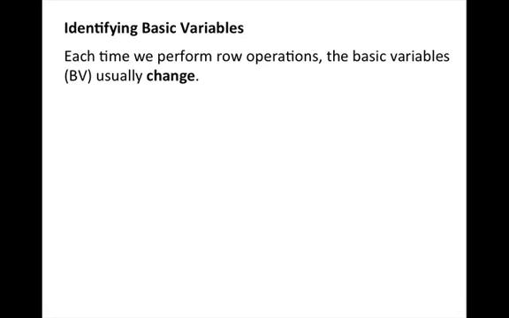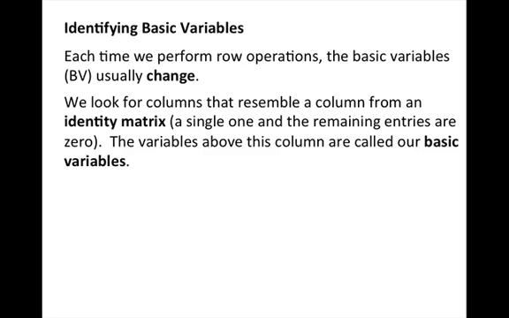Now I've mentioned how to find the basic variables. Let's just fill that in on the notes. Each time we perform row operations, the basic variables, which I'll always label with a BV, usually change. The way you identify them, look for the columns that resemble a column from an identity matrix. You're looking for a single 1, and all other entries in that column need to be zeros. The variables above this column become the basic variable.